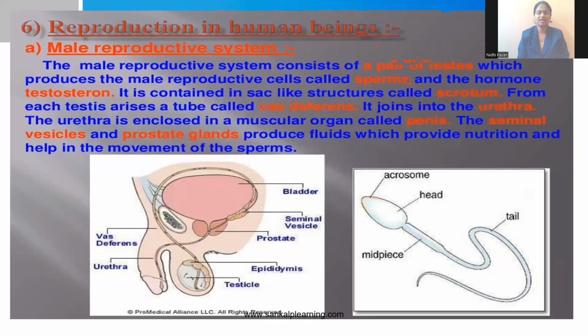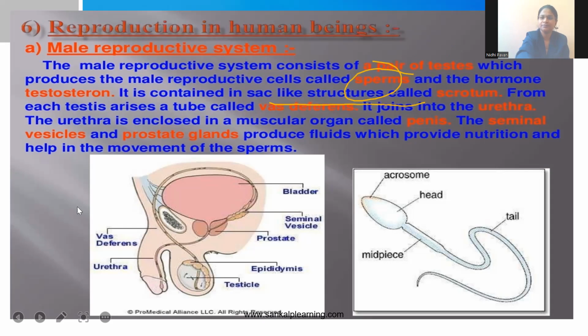So first we will discuss the male reproductive system. As you can see in the diagram over here, the male reproductive system consists of a pair of testes. The testis produces the male reproductive cells, which are called sperms, and the hormone called testosterone. Testosterone maintains the temperature of the male reproductive cell. These testes are contained in a sac-like structure which is called the scrotum.